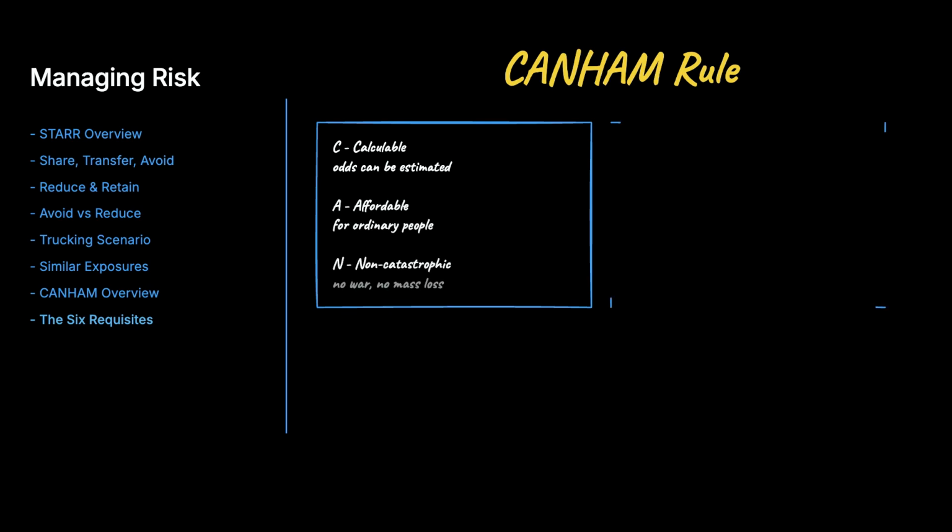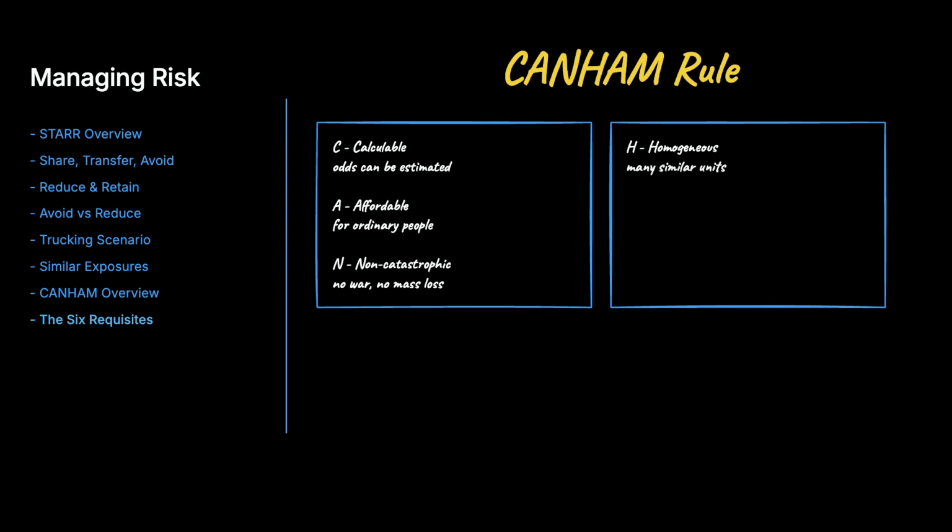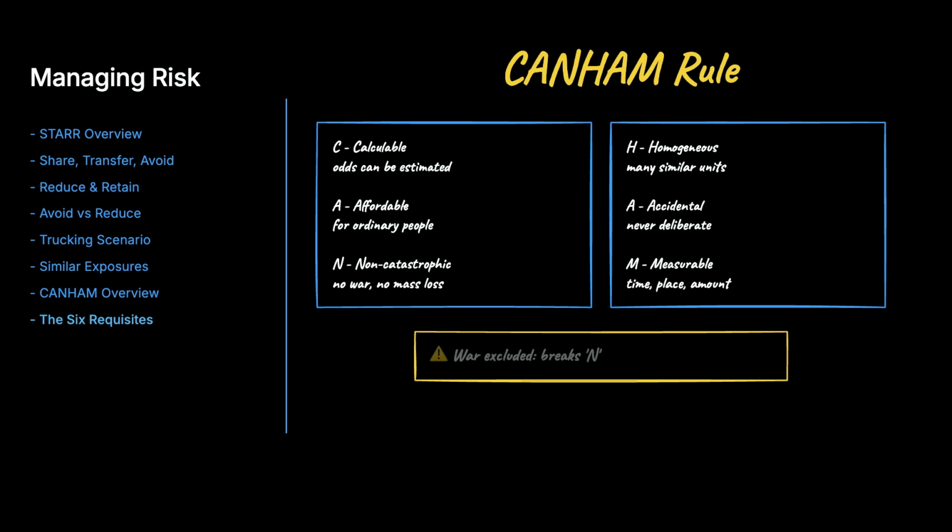The A is affordable for ordinary people. The N is non-catastrophic, why insurers exclude war, which triggers countless simultaneous losses. The H is homogeneous, many similar units, powering the law of large numbers. The next A is accidental, never deliberate. The M is measurable, definite in time, place, and amount.